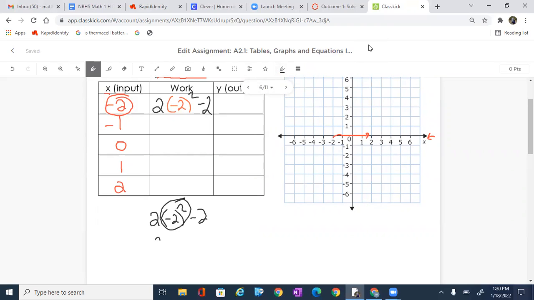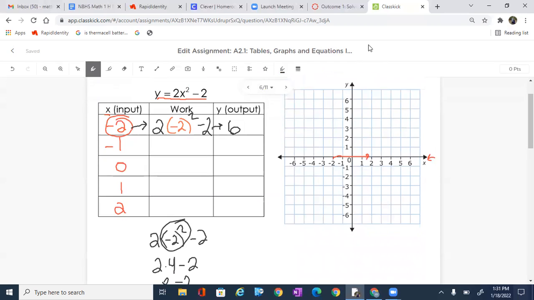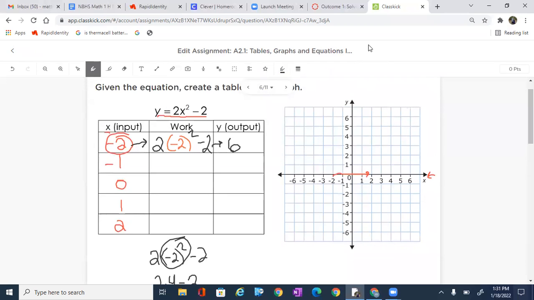-2 squared is 4. So we get 2 times 4 minus 2. Remember, we do exponents first. 2 times 4 is 8, 8 minus 2 is 6. So our output, if we put a -2 into the equation, will be a 6. So what I'm going to do is go to -2 and graph 6: 1, 2, 3, 4, 5, 6. And that is that point, (-2, 6).